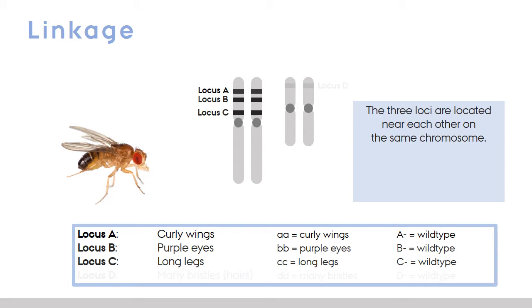So now let's go to the interesting part, the 3 loci A, B, and C, which are located on the same chromosome. Because they're located on the same chromosome and quite closely to each other, it means that the loci are dependent, and that means that they are linked.